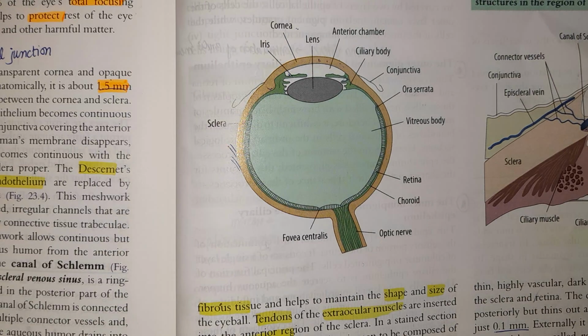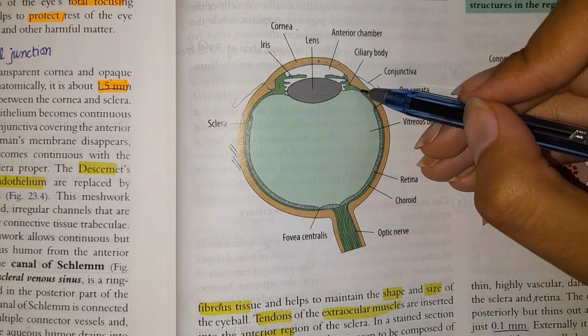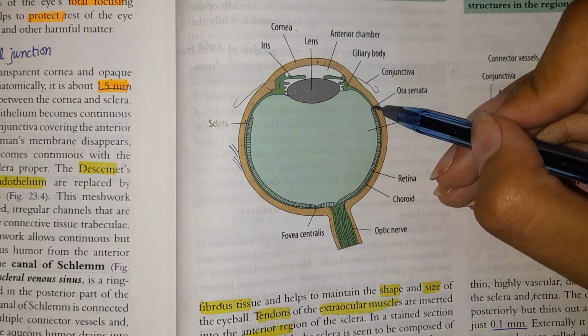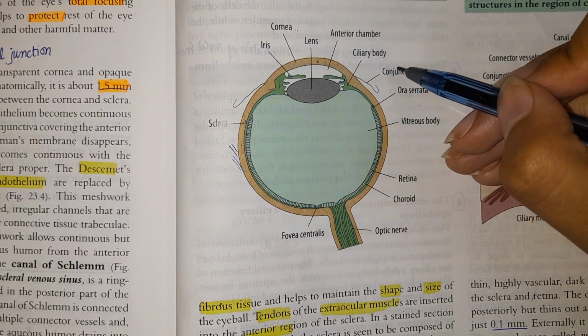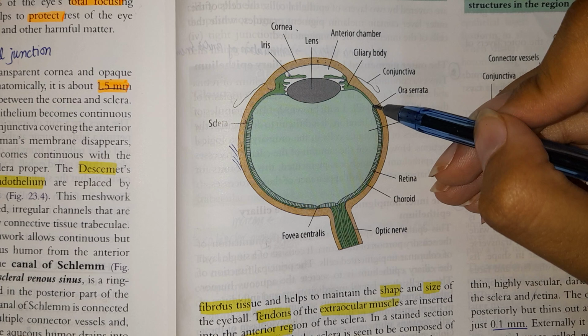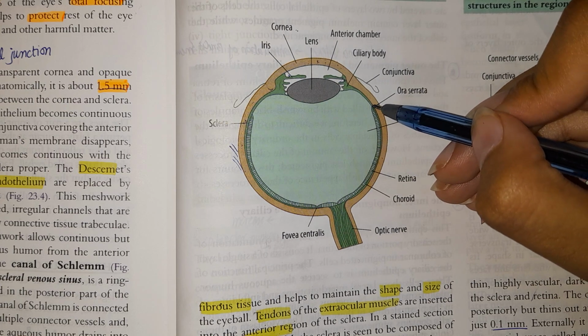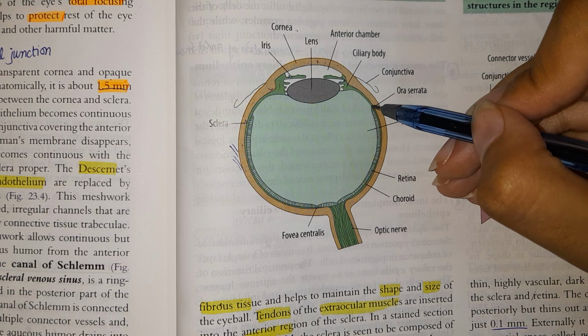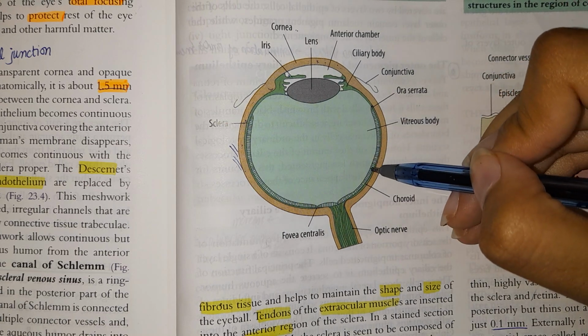So now in this video, we are going to discuss the ciliary body and the ciliary processes. We first of all will find out the extent of the ciliary body. The ciliary body actually extends from the ora serrata till the level of the ciliary processes. The ora serrata is actually the anterior margin of the retina. So you can see this retina.